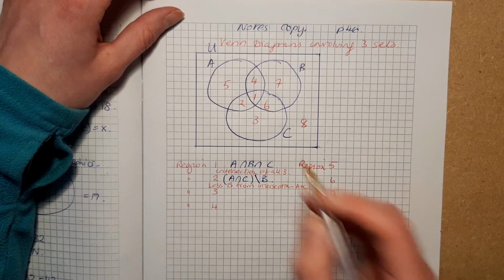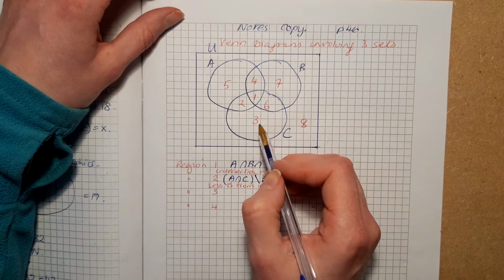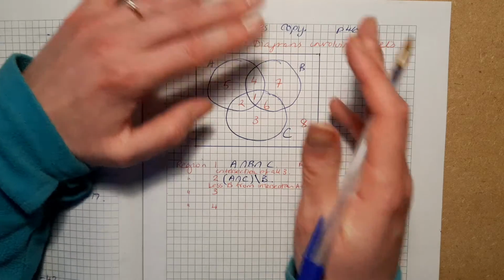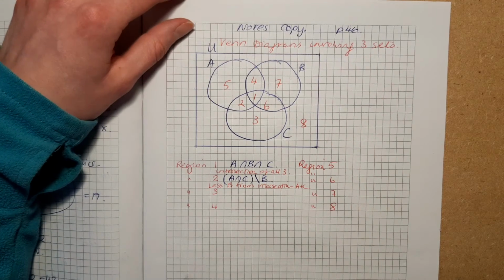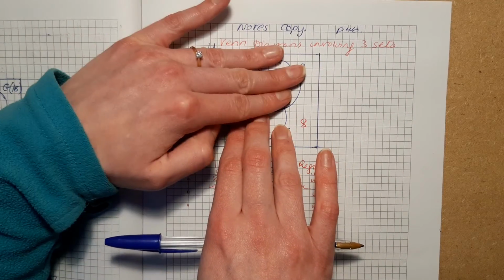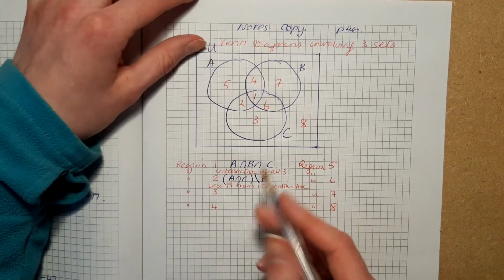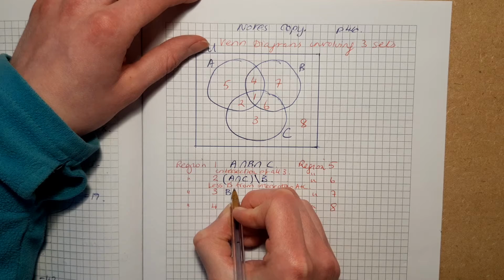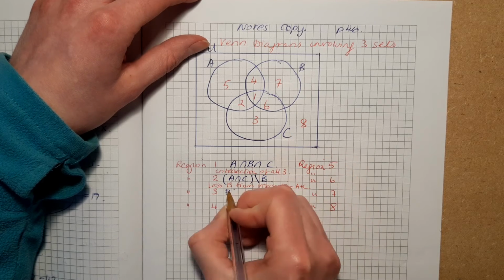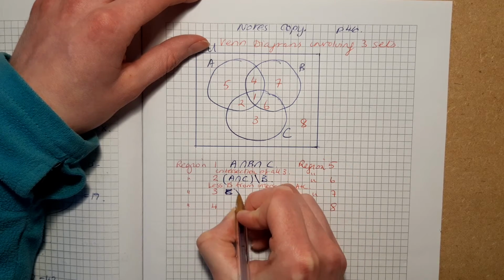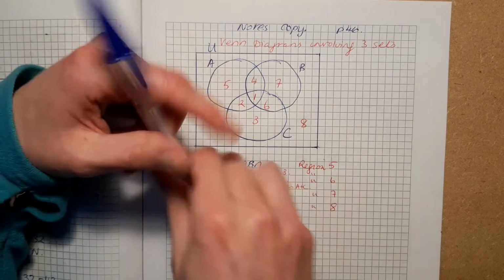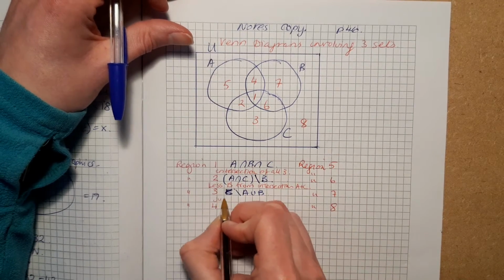Next one, region 3. These are elements that are just in C on its own, so it has no other intersection. So it seems to be C on its own less A and B. So A and B are out of the equation. So it is C, apologies, that's C. C less A union B. And this is elements that are just in C.